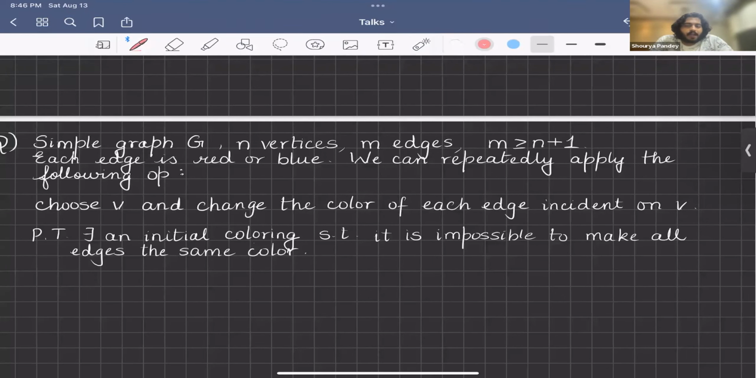I guess you could put up solutions on Discord, but I'll put the solution to this later, and then in the next class we'll do more problems that use this.